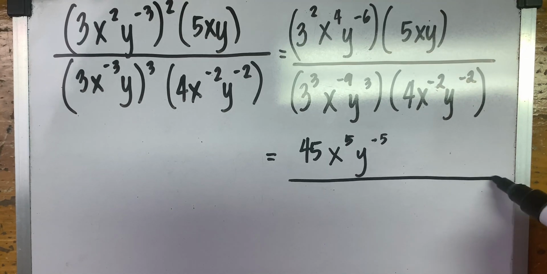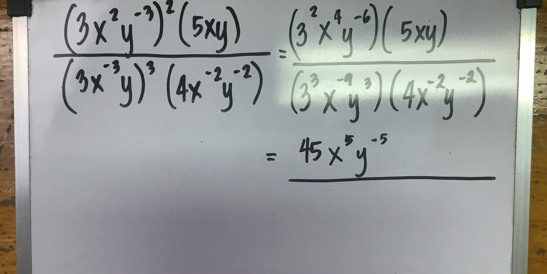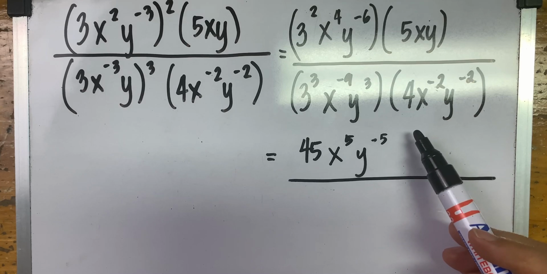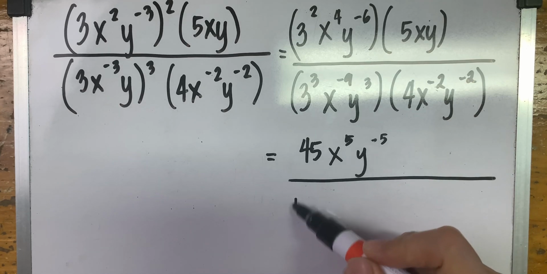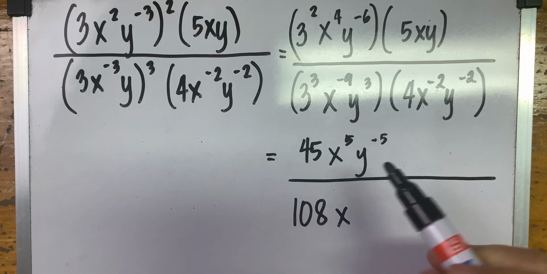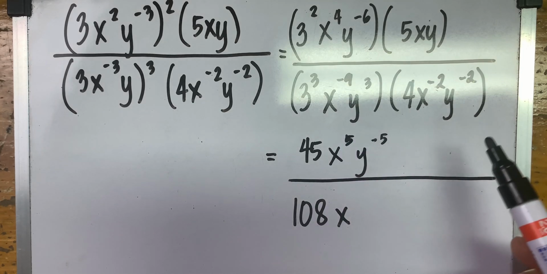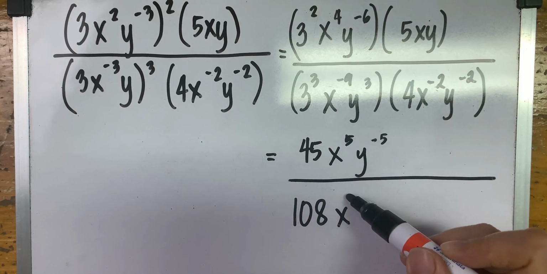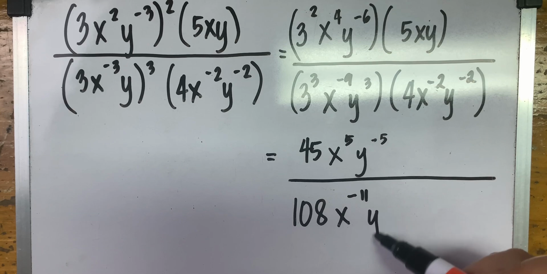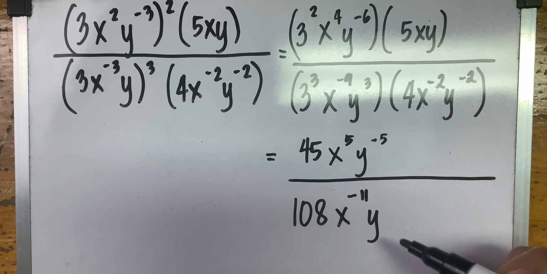All over, okay, so 3 cube. 3 cube is 27 times 4, that is equivalent to 108. And then for our x, add natin lahat ng exponent ng x. So negative 9 plus negative 2 is negative 11. Ganun din sa y. 3 plus negative 2 is simply 1.